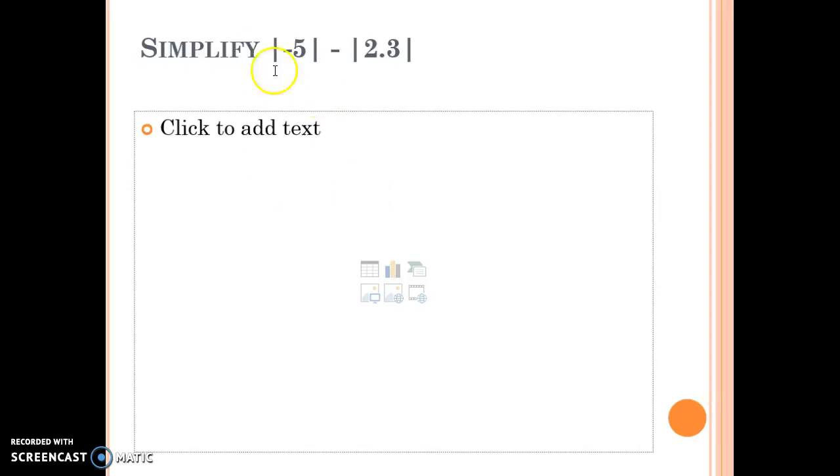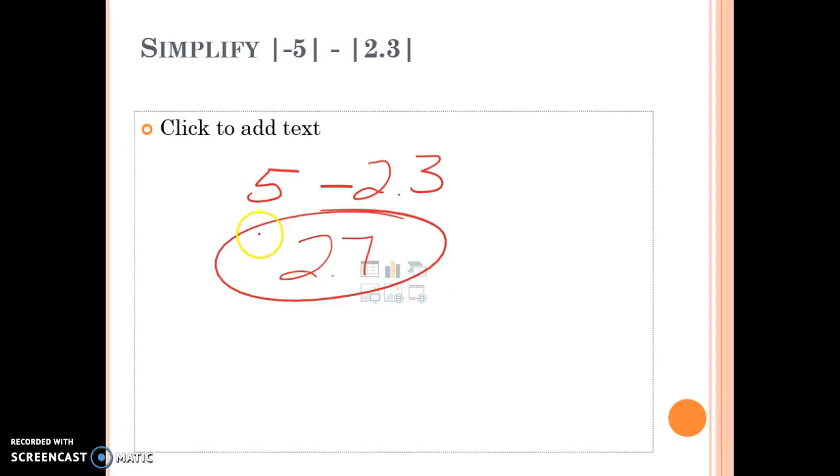Be able to simplify absolute value statements. What is the absolute value of -5? It is +5. We are going to subtract from it the absolute value of 2.3, which is 2.3. 5 minus 2.3 is 2.7.